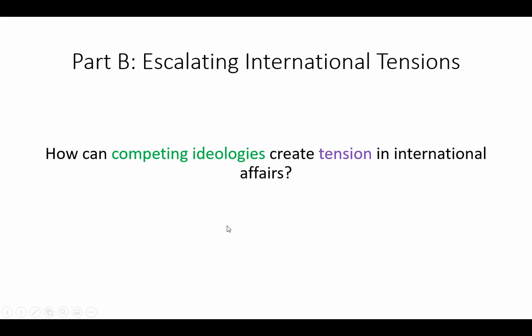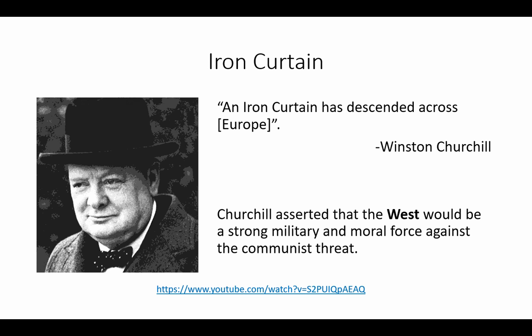So we now move into part B, which is escalating international tensions. Escalating, think of an escalator, right? An escalator rises. Well, here we have international tensions that already start off pretty tense, but then tensions rise and things become even more tense as they escalate.